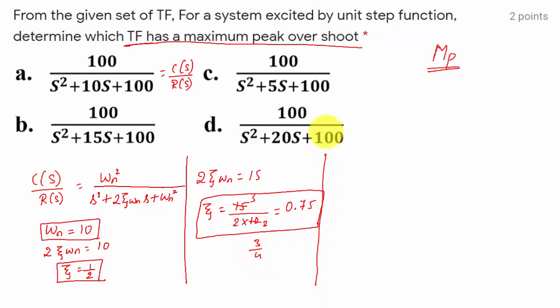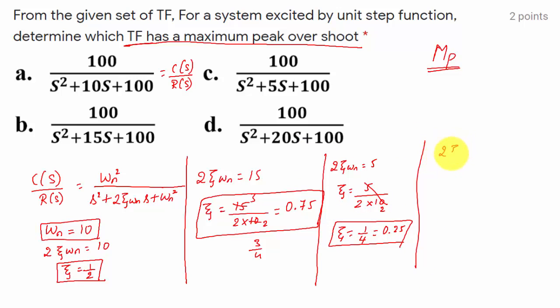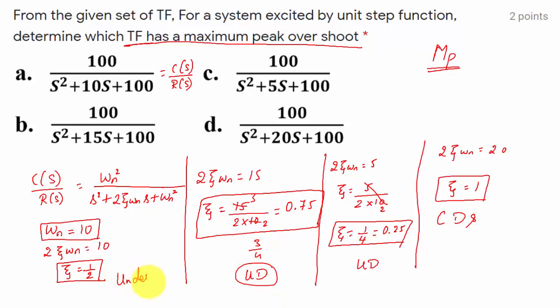In the third case, 2 zeta omega n equals 5, so zeta equals 5 divided by 2 into 10, which is 1 divided by 4, equal to 0.25. And in the fourth option, 2 zeta omega n equals 20, so zeta equals 20 divided by 20, which is 1. So it is a critically damped system, and the others show underdamped system behavior.